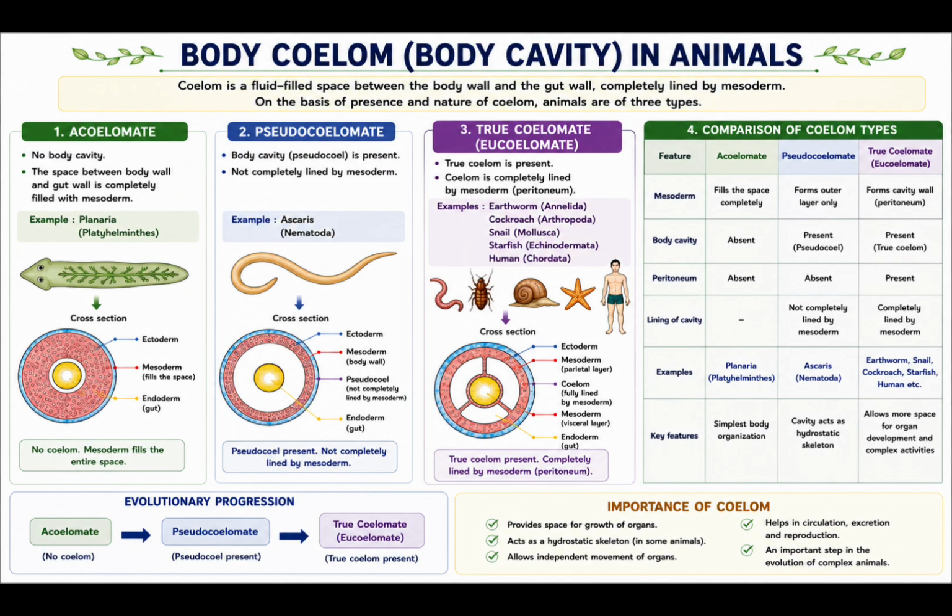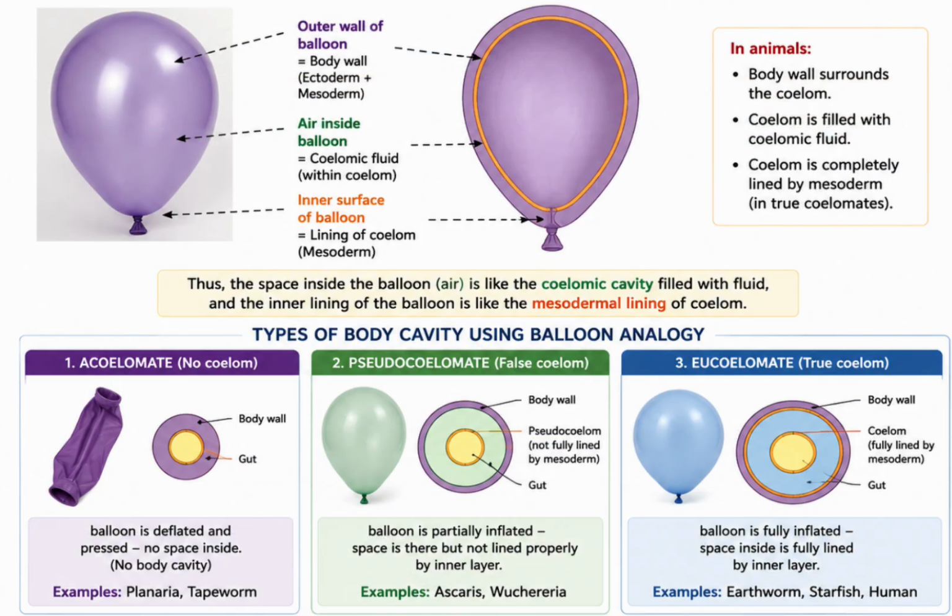Okay. Then coming to the next characteristic feature, that is the body cavity, also known as coelom. A coelom is a fluid filled cavity that is located between the body wall and the alimentary canal, which is completely lined by mesoderm. So what is the body cavity exactly? Just imagine a balloon. The outer wall is equivalent to the body wall and the inner tube is the gut, and the space between them is called the body cavity, meaning coelom. If that space becomes completely lined with mesoderm, then only it becomes a true coelom.